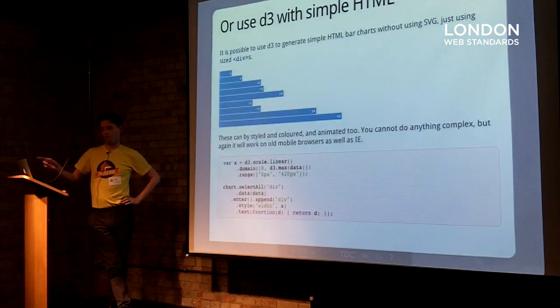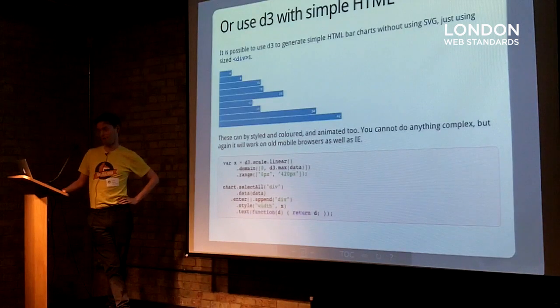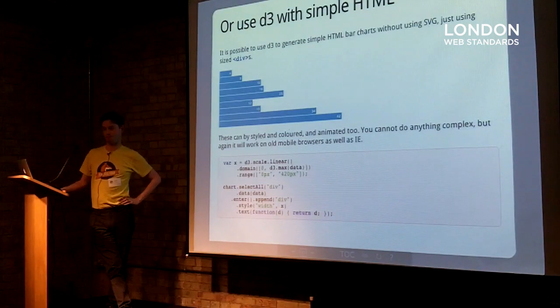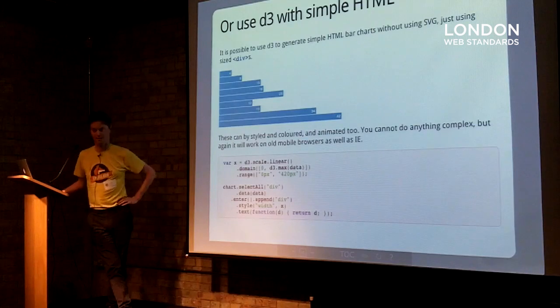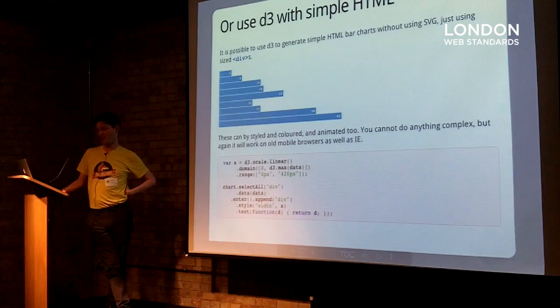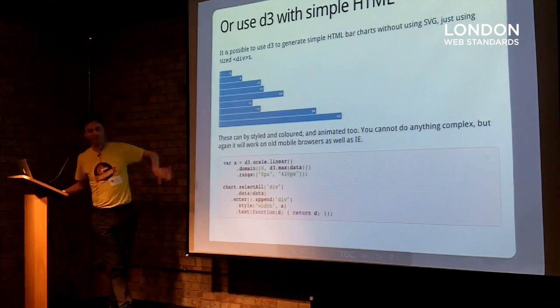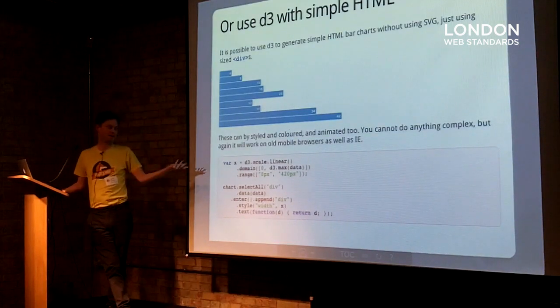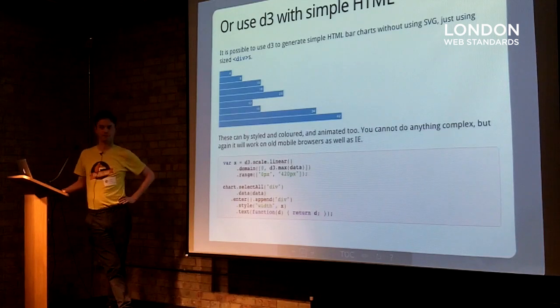You can draw some stuff in HTML using D3 if you want. You can draw sideways bar charts really easily because they're just divs with lengths. Here's the code for that. Works for some things. Simple graph. You can animate them. Again, it's a good solution for some things.